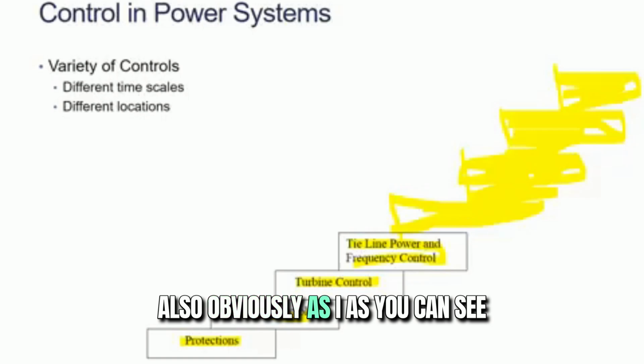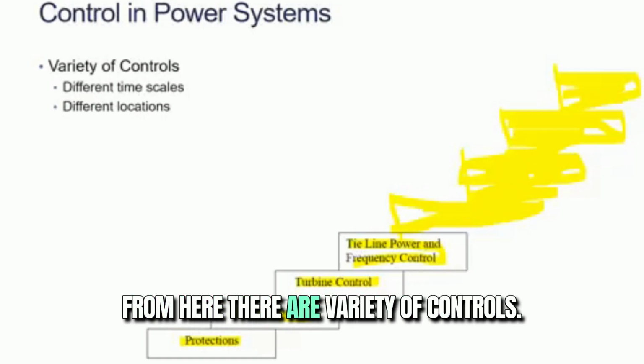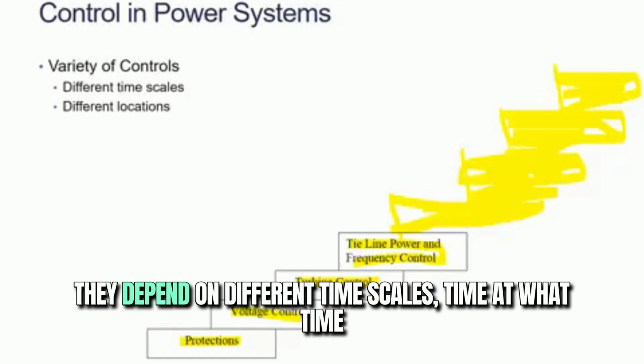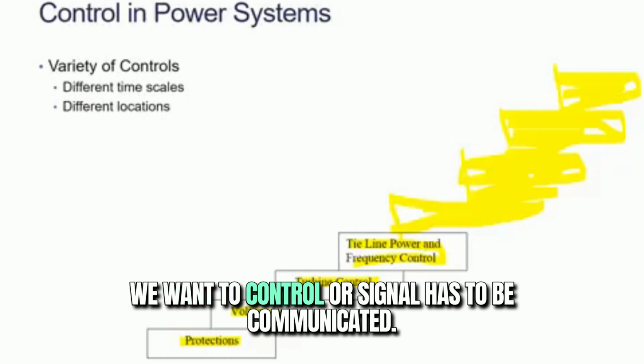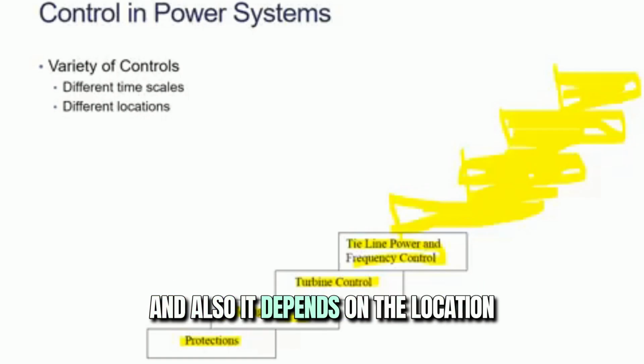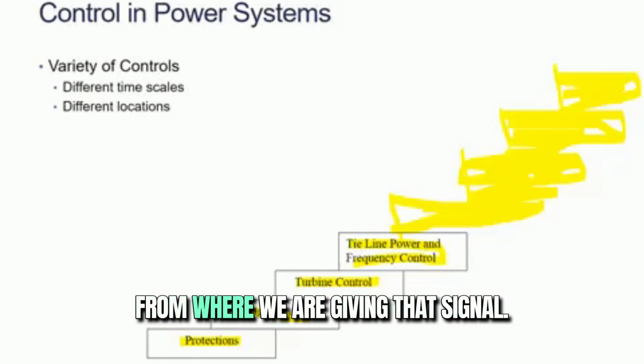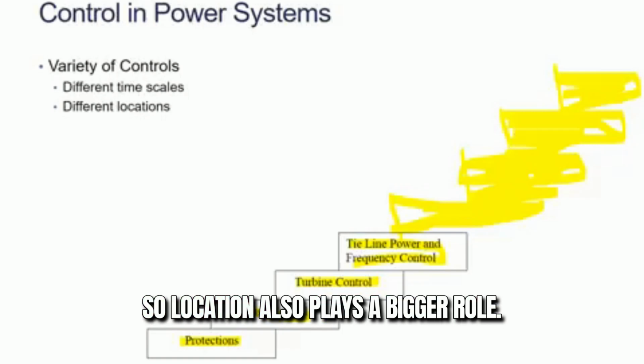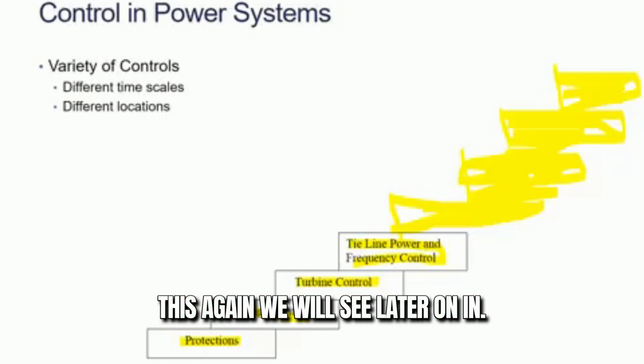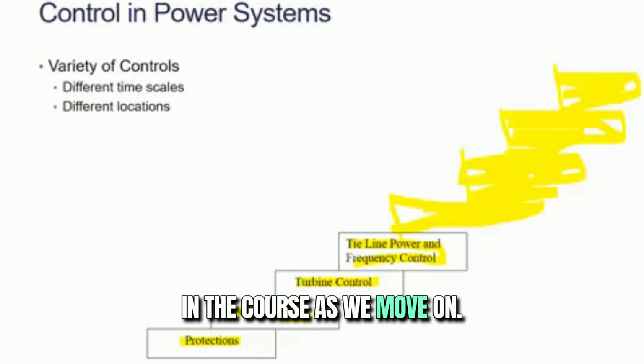Also, as you can see from here, there are a variety of controls. They depend on different time scales, at what time we want to control or a signal has to be communicated, and also on the location from where we are giving that signal. So location also plays a bigger role. This again we will see later on in the course as we move on.